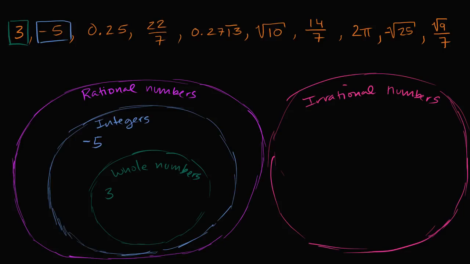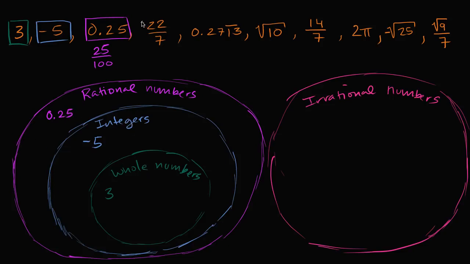Now we have 0.25. Well, this for sure can be represented as a fraction. This is 25 hundredths right over here. So we can represent that as a fraction of two integers. But there's no way to represent this except using a fraction of two integers. So 0.25 is a rational number, but it's not an integer and not a whole number.